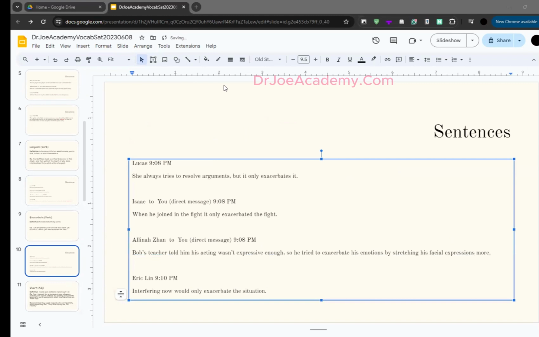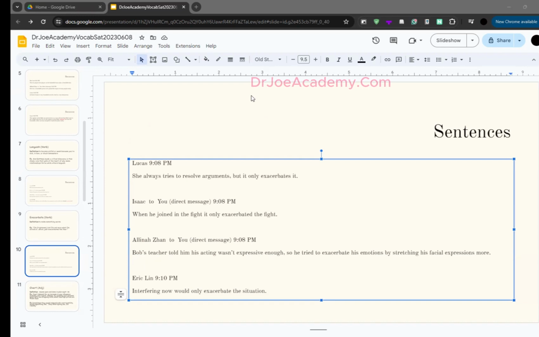Okay, so let's go ahead and start taking up everyone's sentences. Lucas, do you want to go first and read your sentence? She always tries to resolve arguments, but it only exacerbates it. Great job, Lucas. Great sentence.